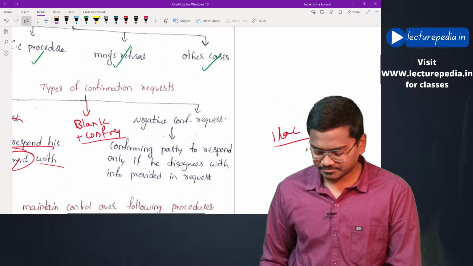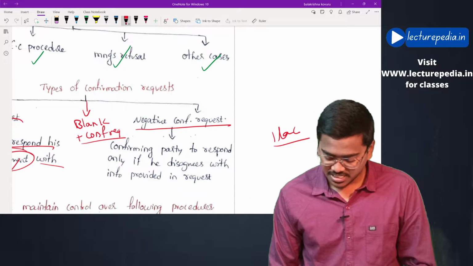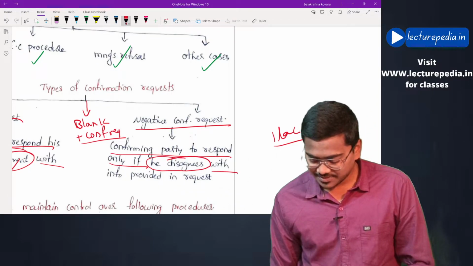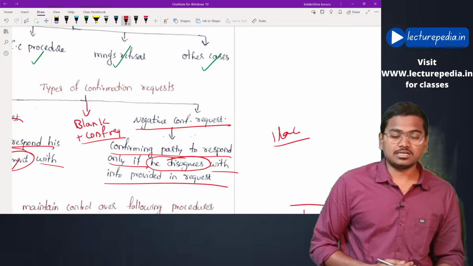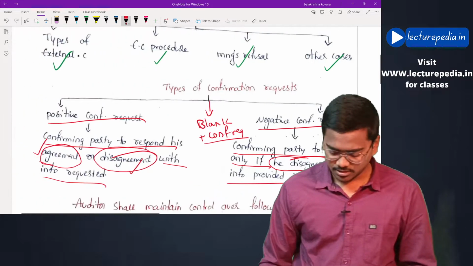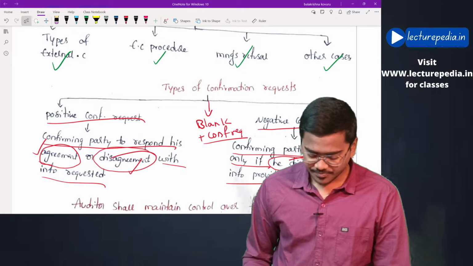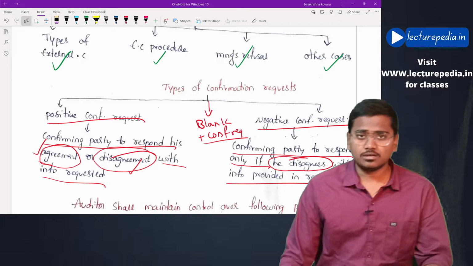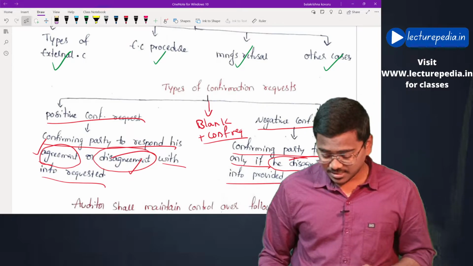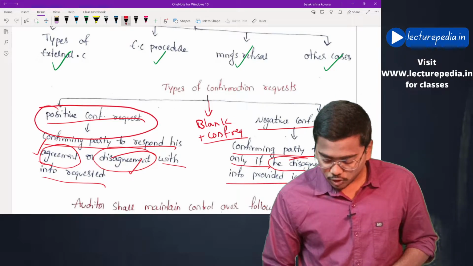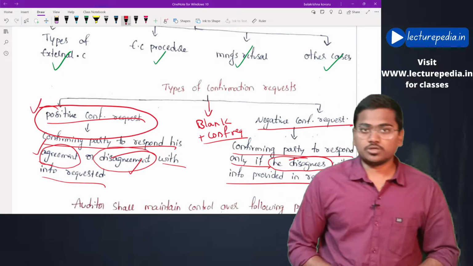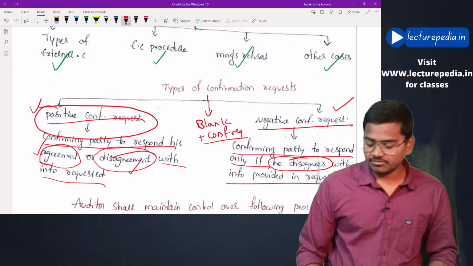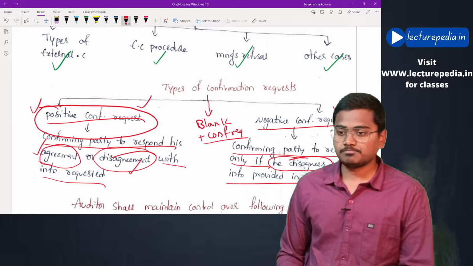Next, negative confirmation request. The confirming party has to respond only if he disagrees with the information that is provided in the request. Hope this is clear. These are the two types of confirmation request, and mostly in practical situations, the auditor will try to obtain positive confirmation requests only. He will not use negative confirmation requests. Mostly he will use positive confirmation requests only.